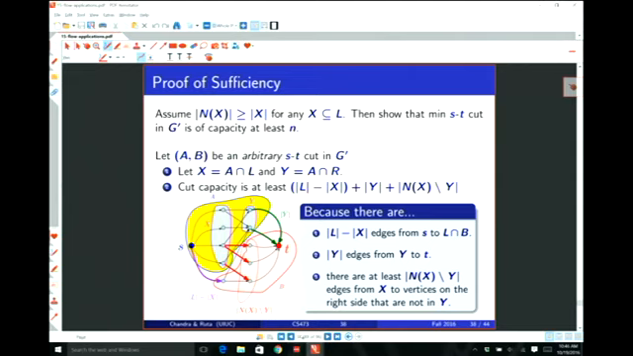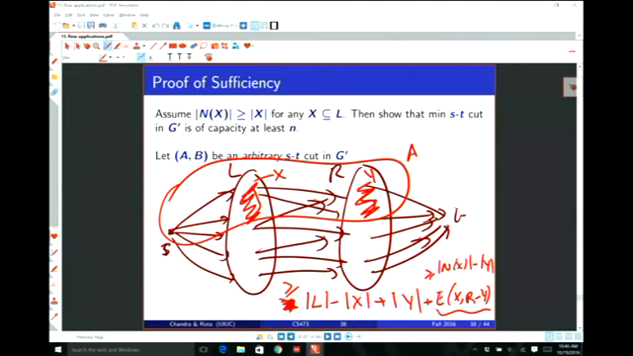Here, the first part is L minus X. That means how many nodes here, right? And this one is how many edges? Why is this part? How many edges are going across here? So maybe some nodes here, and also shared nodes. That's okay, but the capacity of the cut is defined as how many edges are going, right? How many edges are leaving this side.